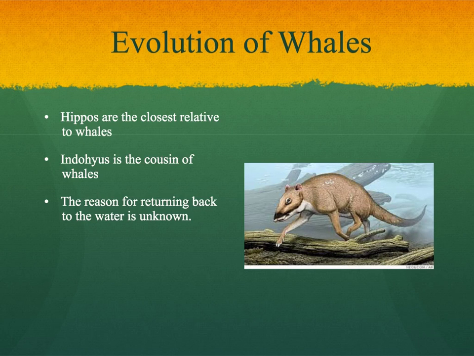The reason for the whales returning back to the water is unknown. It was predicted that once the dinosaurs became extinct, there were no longer dangers in the sea. The whales could return to the water and there was an abundance of food.